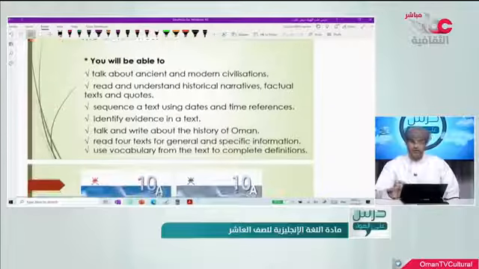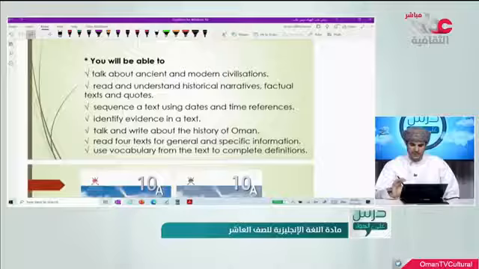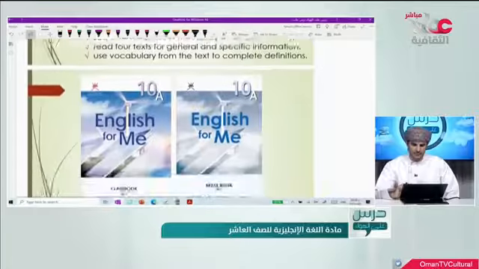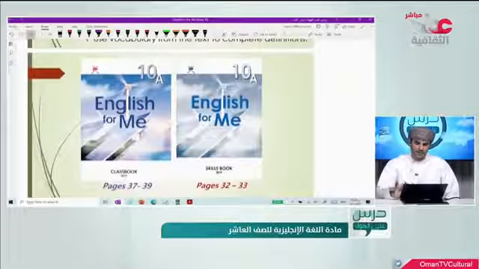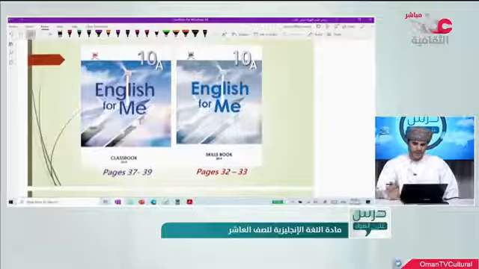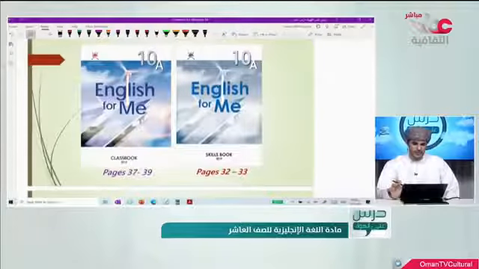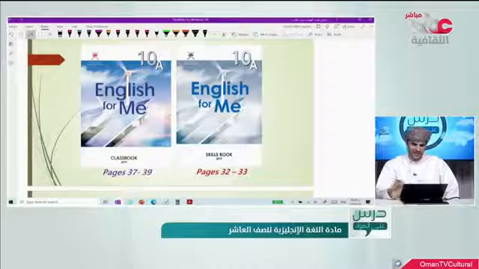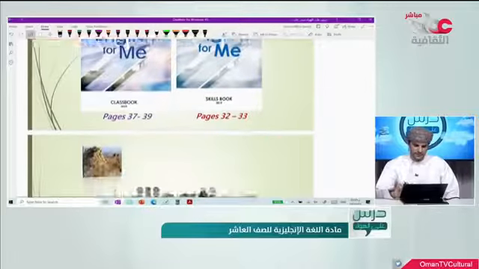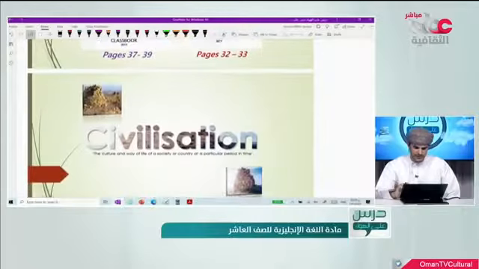And today we are going to have lots of definitions, so just be ready with your books and exercise books as well. Today we'll cover 3 pages from the course book, from the class book, and 2 pages from the skills book, as shown on the screen.